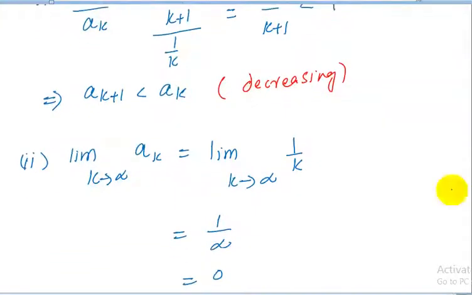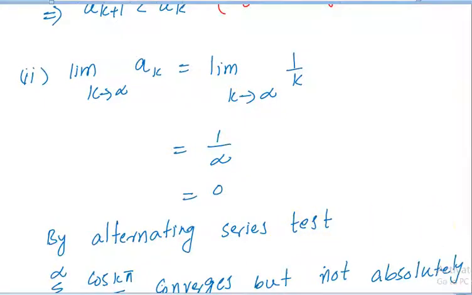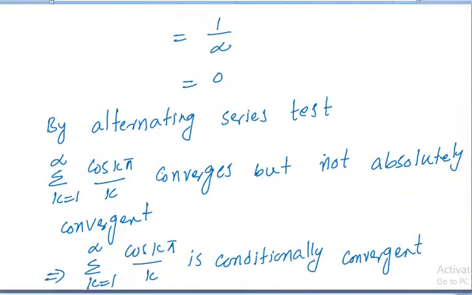The second one is limit k approaches infinity of ak, which is equal to limit k approaches infinity of 1 upon k, and this is equal to 0. So the second condition of the alternating series test is also satisfied. So by the alternating series test, summation k starting from 1 to infinity cos k pi upon k converges. But this series is not absolutely convergent, which implies the given series is conditionally convergent.